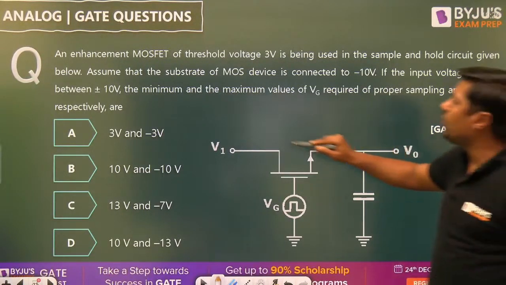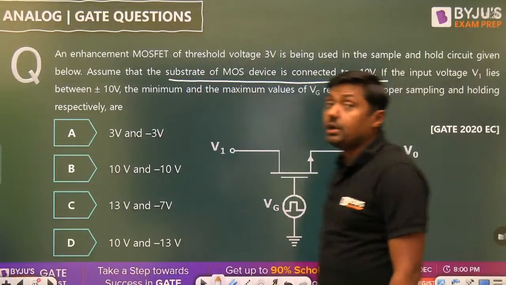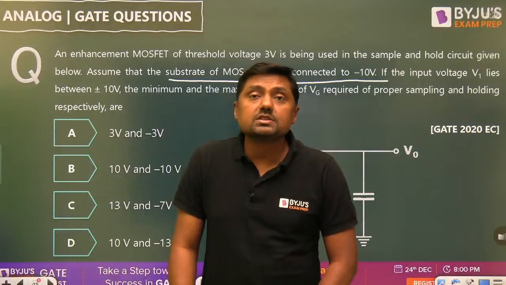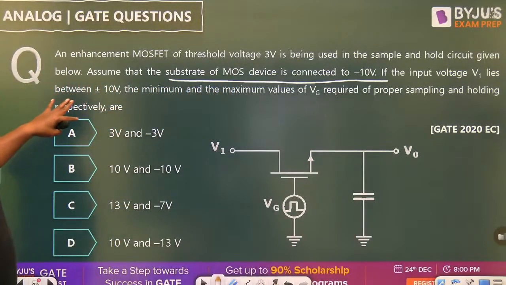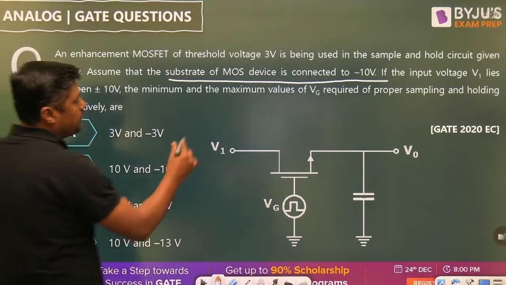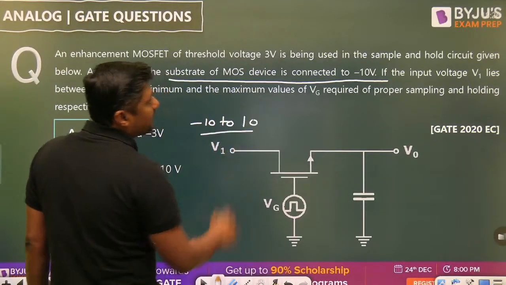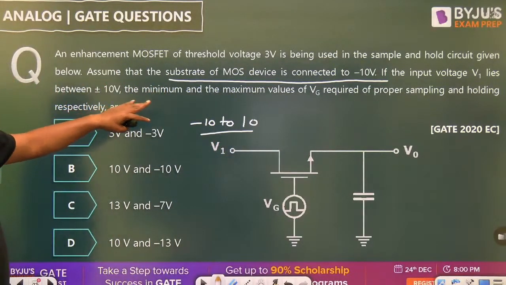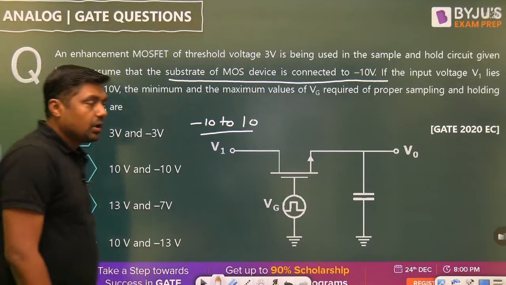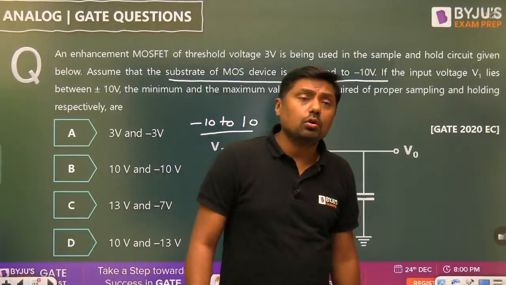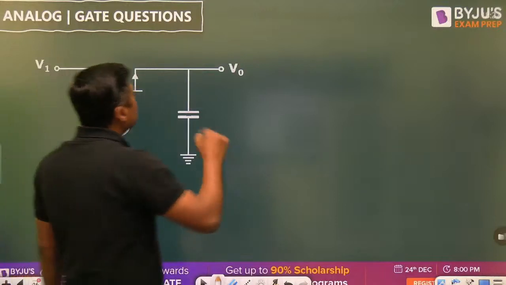An enhancement MOSFET of threshold voltage 3 volt is being used in the sample and hold circuit given below. Assume that the substrate of the MOS device is connected to minus 10 volt. Means we want to make the source body junction and drain body junction what? Reverse bias. If the input voltage V1 lies between plus minus 10 volt, so what is the range? Minus 10 to plus 10. The minimum and maximum value of Vg required for the proper sampling and holding respectively are. Right? That is the question. Sample and hold circuit. So this is the question from electronics. Then simply draw the diagram.